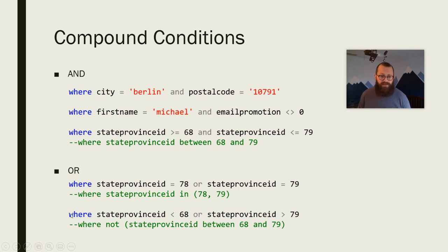And then the second example, where state province ID is less than 68 or state province ID is greater than 79. And this could ultimately be phrased in a different way through the not keyword. It's essentially everything outside the range of 68 to 79, so basically the converse of this logic here.